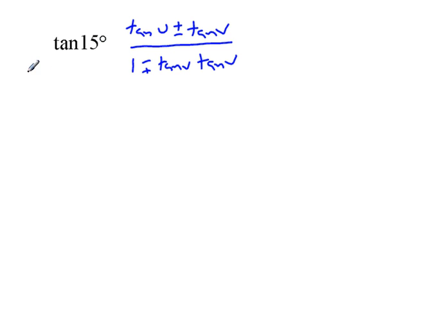And we're going to say this is the tangent of 45 degrees minus 30 degrees. So u is 45 degrees, v is 30. We're saying minus, we're using the bottom sign. Okay, so let's see what we can do with this. So this is going to be the tangent of 45 degrees, which is 1, minus the tangent of 30 degrees, which is 1 over square root of 3, over 1 plus the tangent of 45 degrees, which is 1 again, times the tangent of 30 degrees, which is 1 over square root of 3.